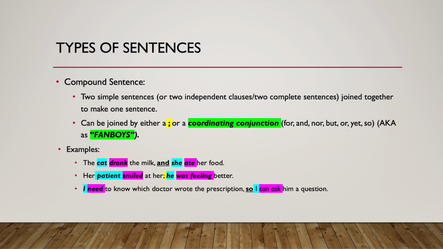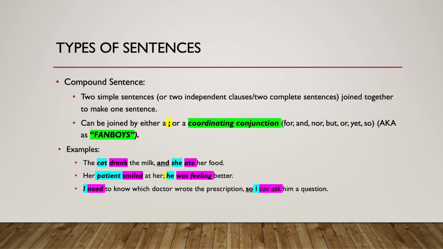The cat drank the milk, and she ate her food. So there you see we're using "and" as a coordinating conjunction to combine two complete sentences. And therefore it's a compound sentence, and there's a comma before the coordinating conjunction. Let's look at the next sentence.